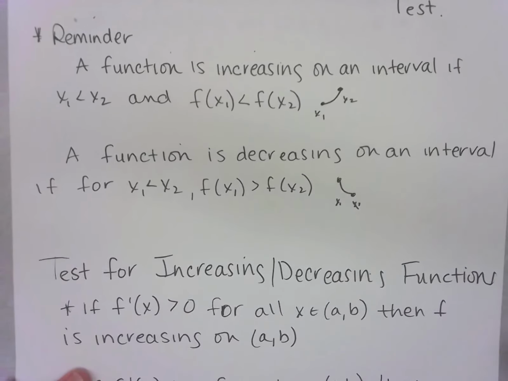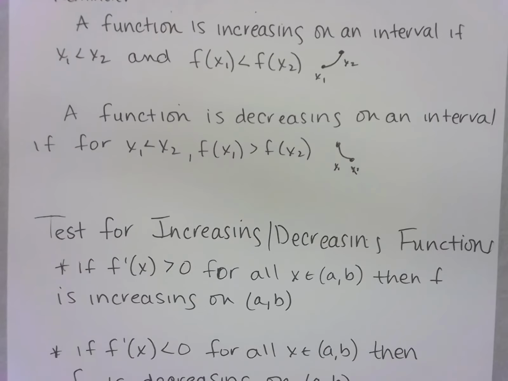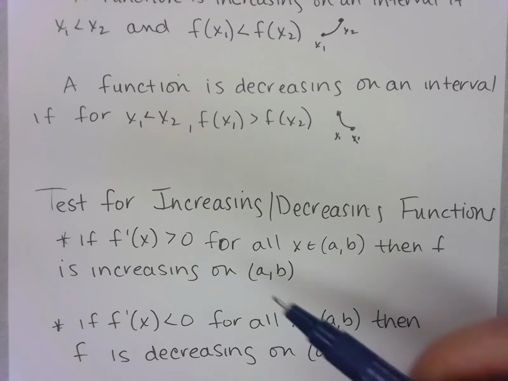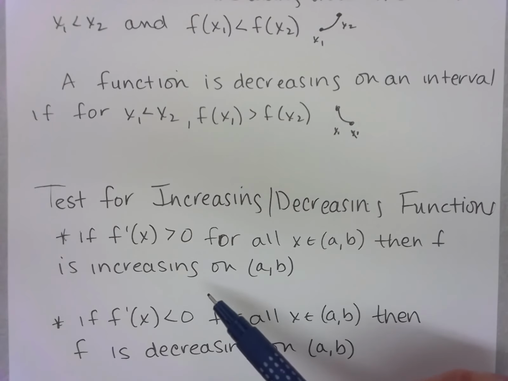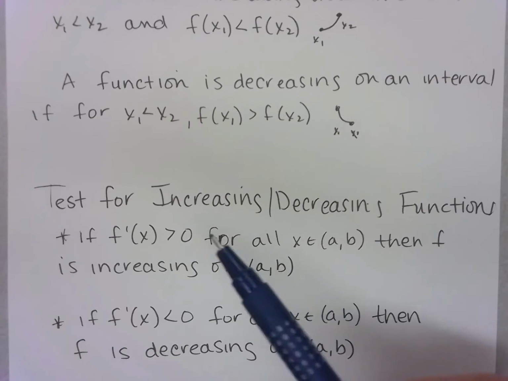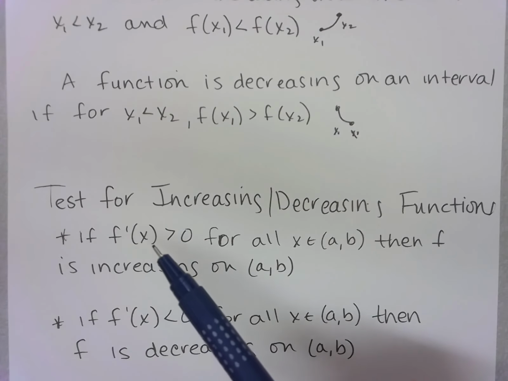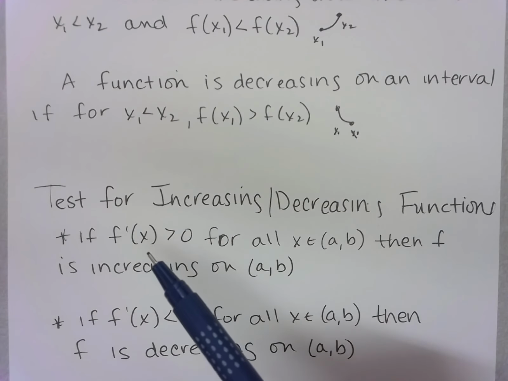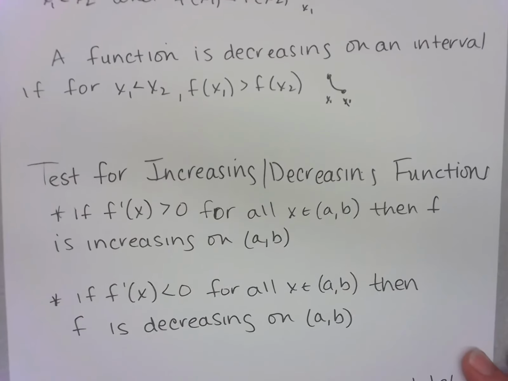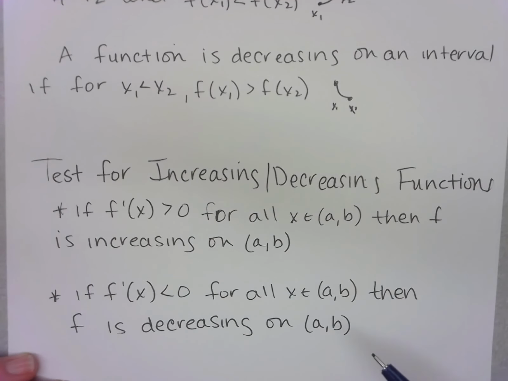So we use the first derivative to tell us about where the function is increasing and decreasing. And so we say that if f prime of x is greater than 0 for all x in an interval from a to b, then f is increasing on ab. If you think of it, f prime describes the slope at any given point of f. So if f prime is positive, then that means the slope is positive and it's increasing. And then by opposite, if f prime of x is less than 0 for all x in an interval, then f is decreasing in that interval.